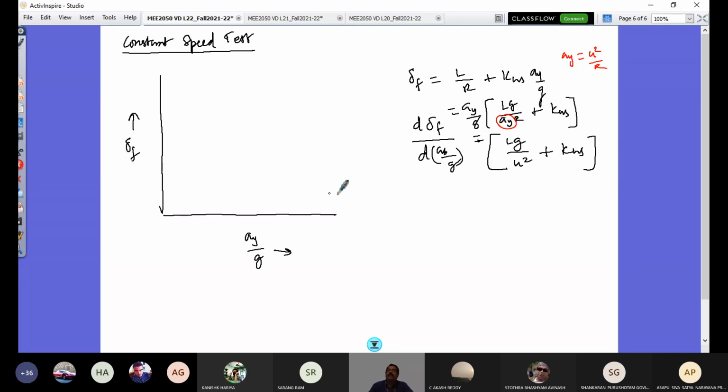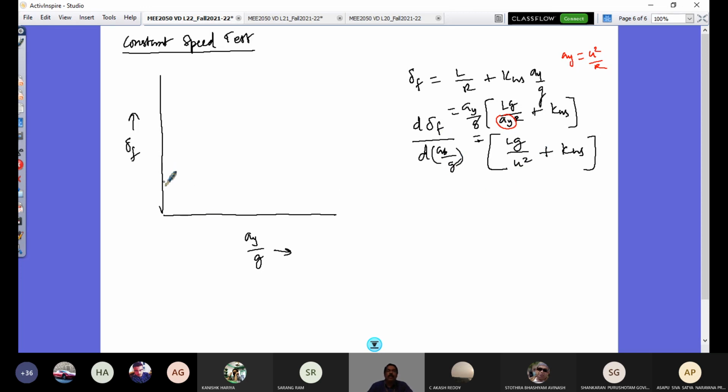So now I have this. I have to have a constant speed, so the speed is constant here. G is constant, 9.81 meter per second square. L is the wheelbase of a vehicle and will not change. The only parameter that would change is KUS, because of a real vehicle and a different operating condition. So if I differentiate this with respect to this, I would have this.